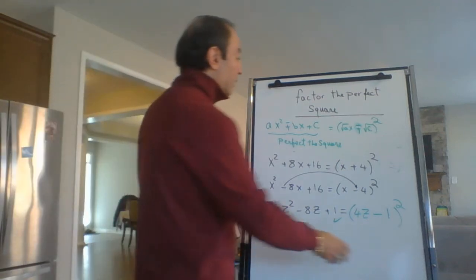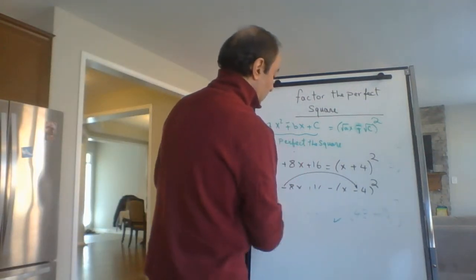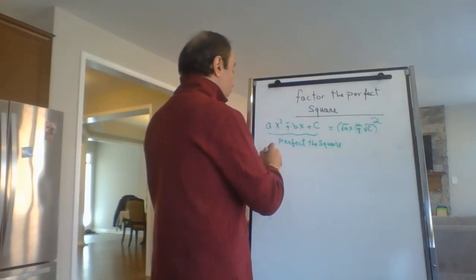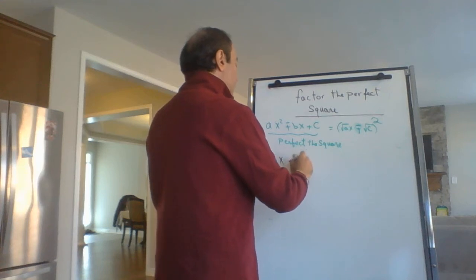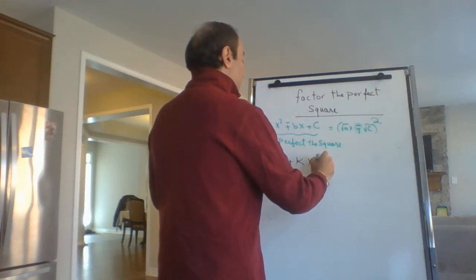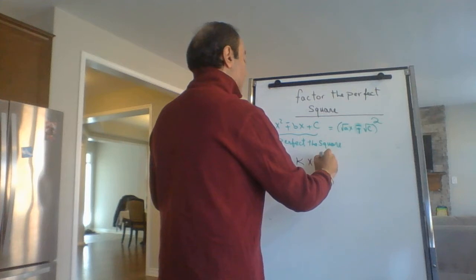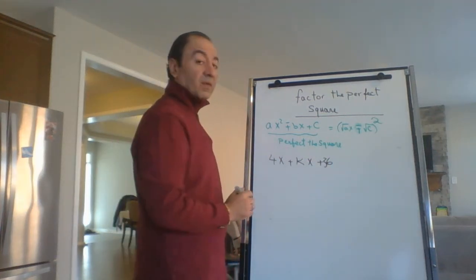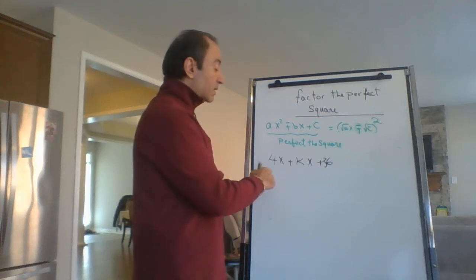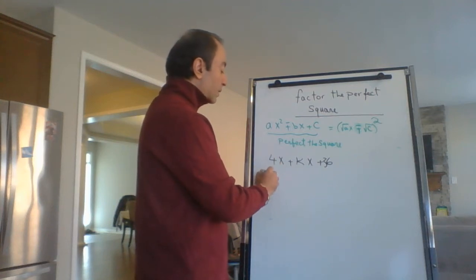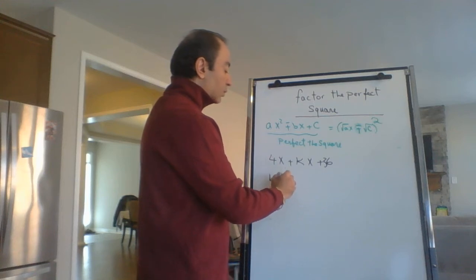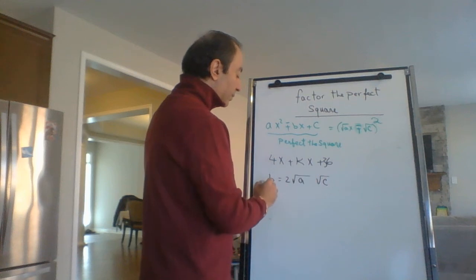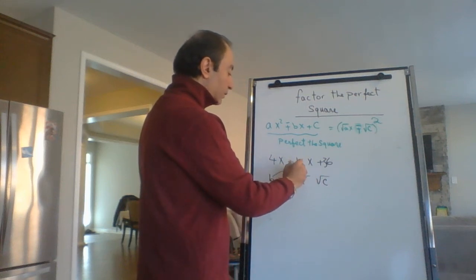What if I give you something like this? I give you 4x squared plus kx plus 36, and I ask you to find the value for k that will make this a perfect square. We said that this is a perfect square if b equals 2 times square root of a times square root of c, and b in this case is the number in front of the x, which is k.